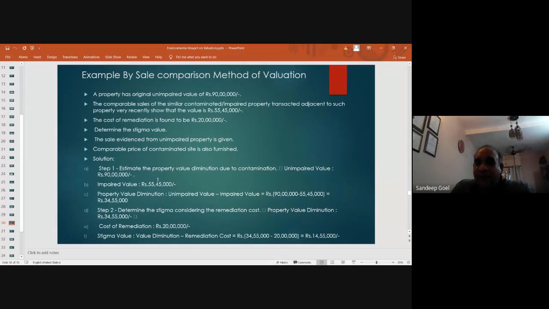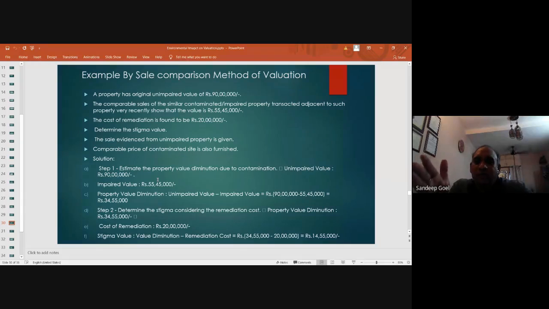Out of this value, the cost of remediation is only 20 lakh and the value has reduced by 34.5 lakh. Now, 34 lakh 50,000 minus remediation cost of 20 lakh. So the cost stigma attached to this property is 14 lakh 50,000. Clear? Why am I telling again and again what the stigma is? This is the stigma value.